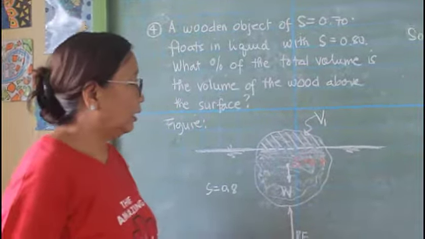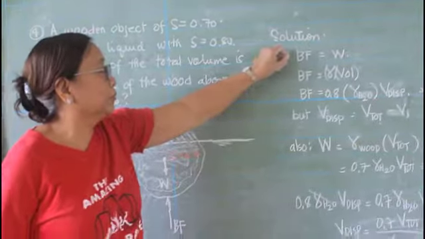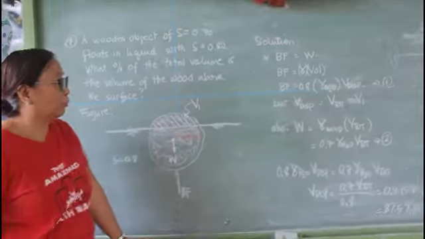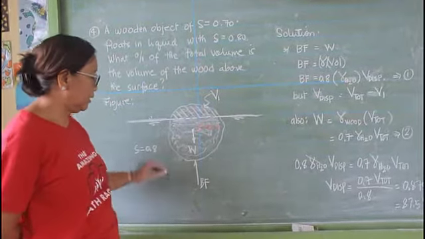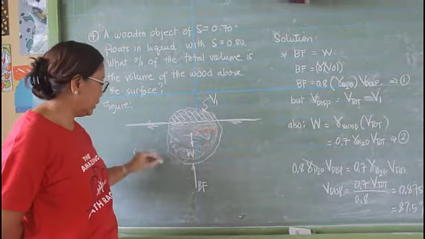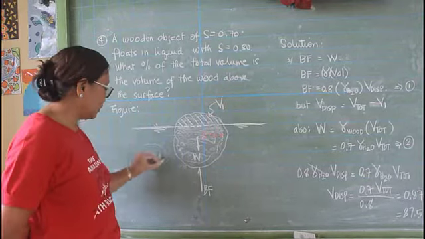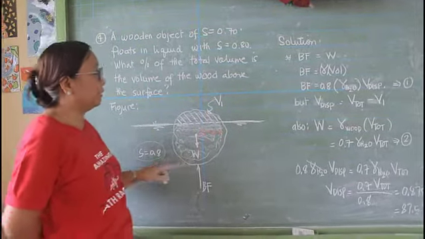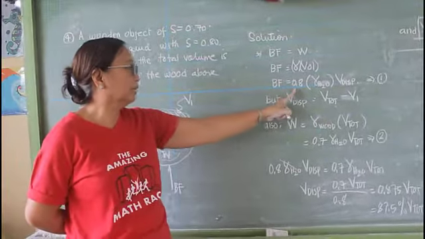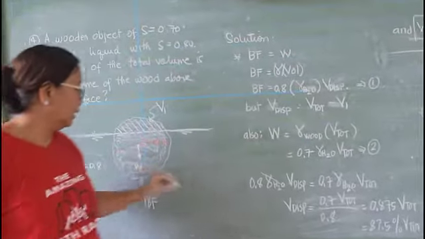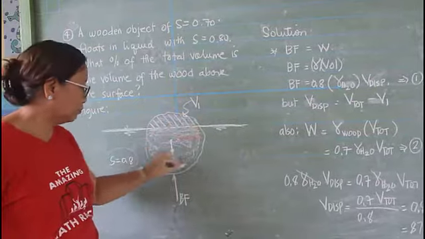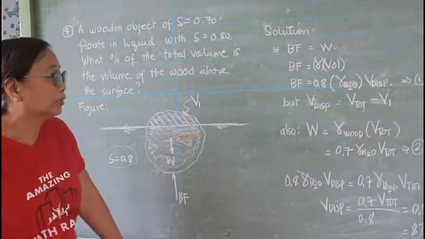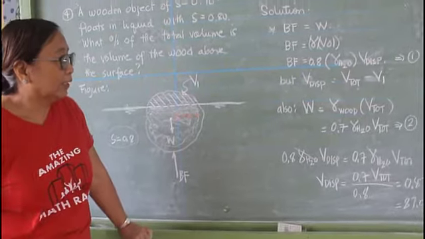Okay, so principle of equilibrium, the buoyant force is equal to W. So what is the buoyant force? The buoyant force is the weight of the fluid that is displaced. Ano ba yung fluid natin? Yun ay mayroong specific gravity na 0.8, okay, times the unit weight of water, times this volume that is displaced. Ito yung displaced volume, itong shape na yan. So that is equation 1, okay?